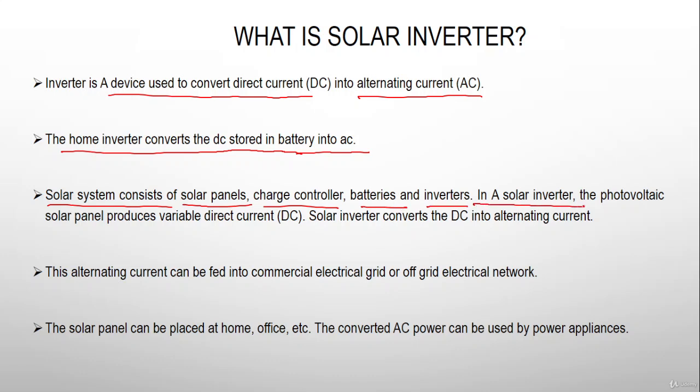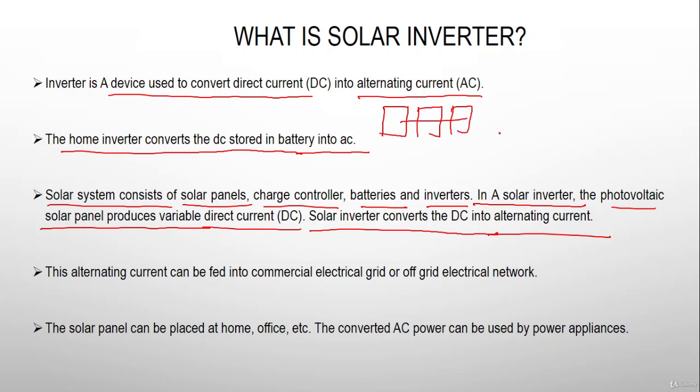In the solar inverter, the photovoltaic solar panel produces variable DC current, and the solar inverter converts this DC into alternating current. We connect a number of solar panels in series or parallel combination, and their power is given to the charge controller or the solar inverter. The off-grid kind of solar inverter is built in with the charge controller. The role of a charge controller is to convert the variable DC voltage we get from the solar panel into a stable DC voltage.